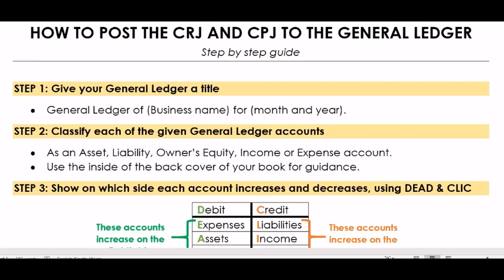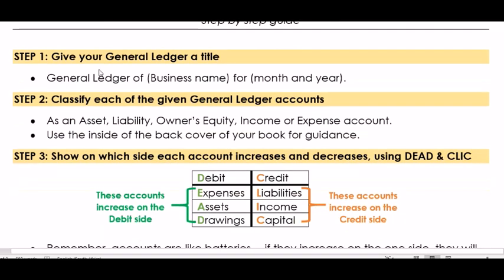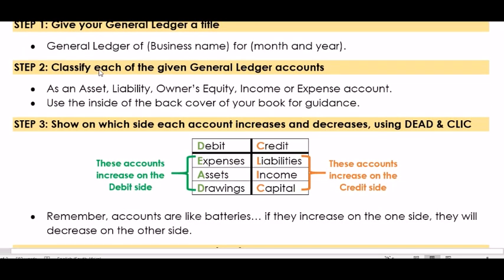There's a nice list. And then step 3 says you have to show on which side each account increases and decreases using DEAD and CLIC. Now, if you can remember, we used DEAD and CLIC when we did the T accounts. DEAD is a little acronym that we use to identify which accounts increase on the debit side, all of the expenses, all of the assets and drawings. And CLIC without a K is an acronym to help us to identify the accounts that increase on the credit side. It would be all of the liabilities, income, and capital accounts.